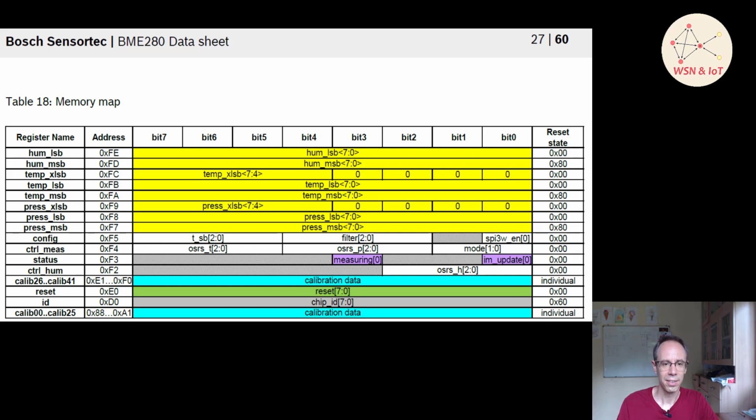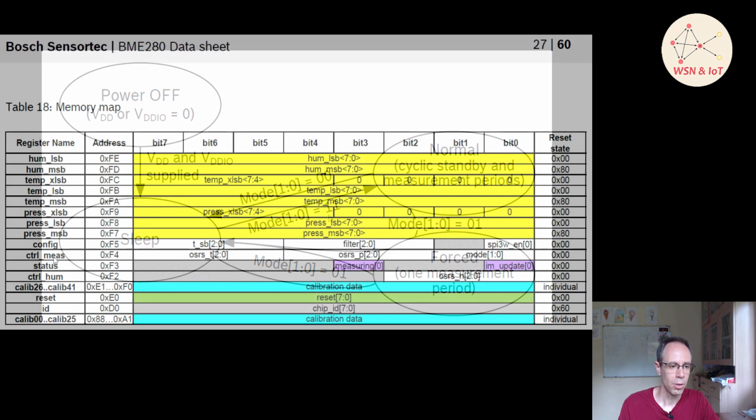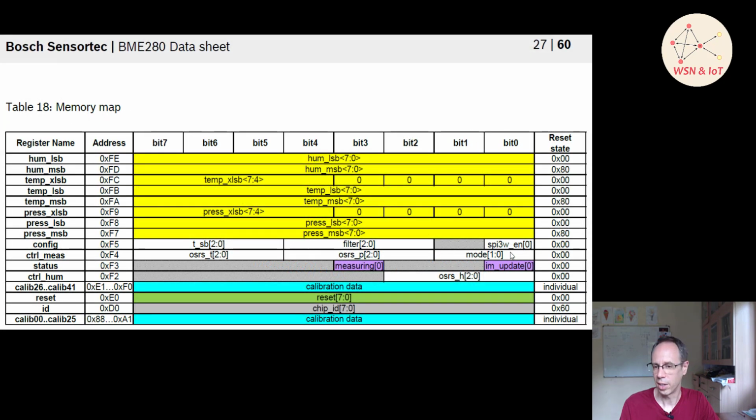And why is this like this? First, when you're starting the sensor, it starts in sleep mode. And for changing the mode so that it measures something, you have to set the first byte of the mode to 11. The mode itself is then in the control measurement register. So you're seeing here mode, these 2 bits we have to set.